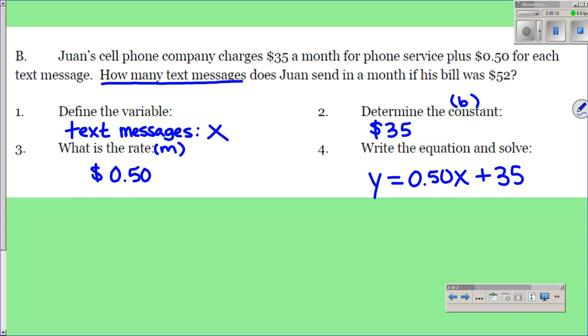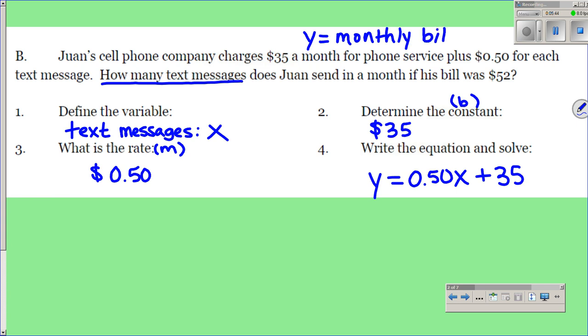Now that we have built the equation, we can work on answering the question. The question says if Juan spends $52 in a month, how many text messages did he send? Now you need to understand that X represents the text messages. So that means Y is going to be the monthly bill.